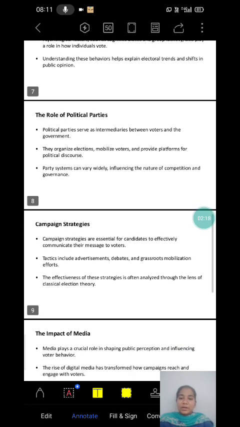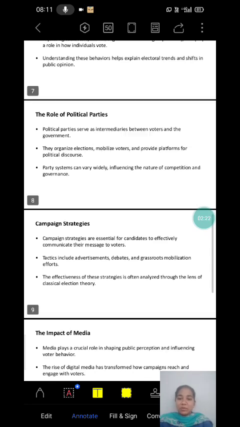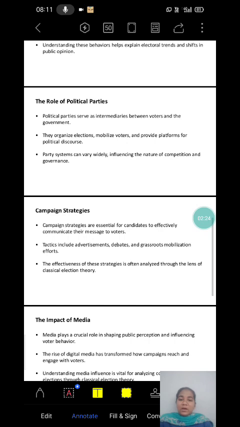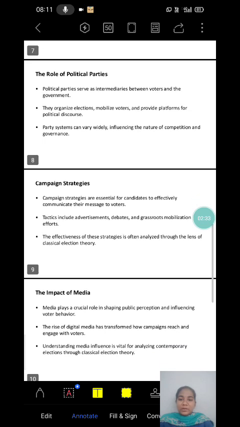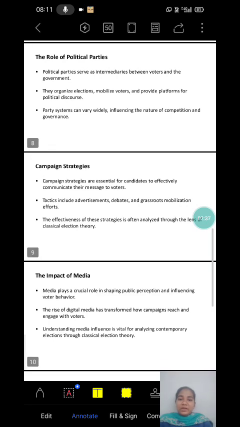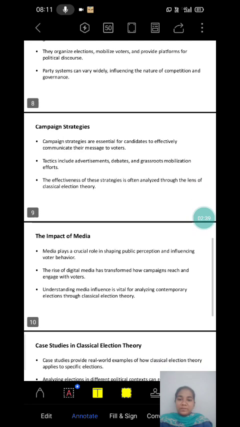The role of political parties. Political parties serve as intermediaries between voters and the government. They organize elections, mobilize voters, and provide a platform for political discourse. Party systems can vary widely, influencing the nature of competition and governance.